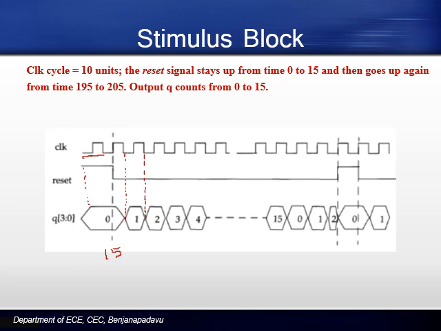As per the test bench, the next reset signal goes high after 180 time units. That is, after 15, 180 time units means this point will be 195 time units. At this point the reset will go high. When the reset goes high, the counter will be reset again. It will become 0. This reset will stay at 1 only for another 10 time units, that is up till 205. So at this point the reset will go low, and hence from the next negative edge of the clock, the counter will continue to count.